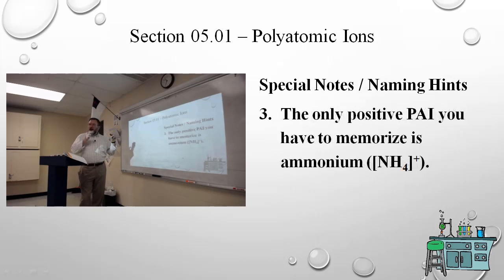And the only positively charged polyatomic ion that you have is ammonium. On your chart, it's the very first one listed, upper left-hand corner, ammonium. It's an NH4 plus 1 polyatomic ion. It's the only positively charged polyatomic ion you're going to have to memorize.